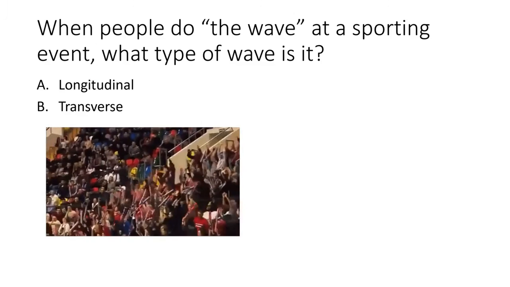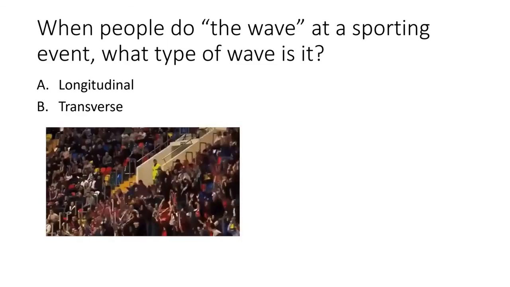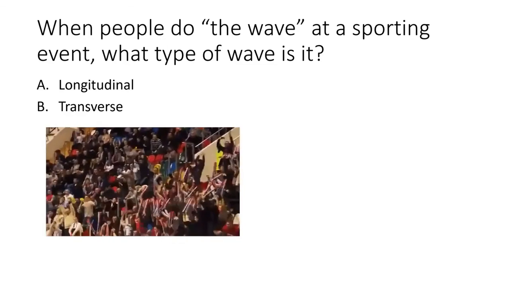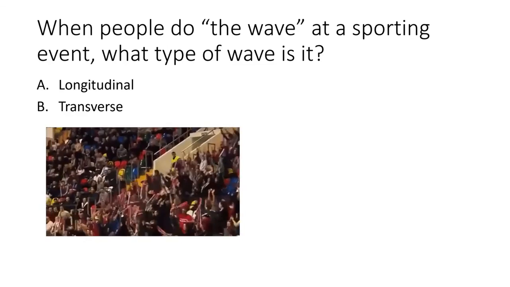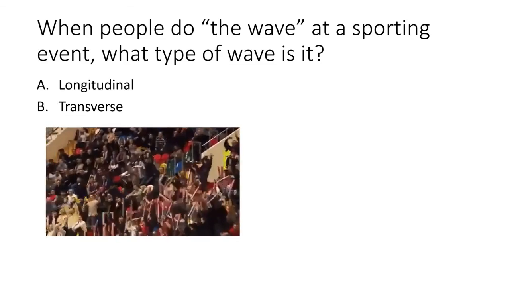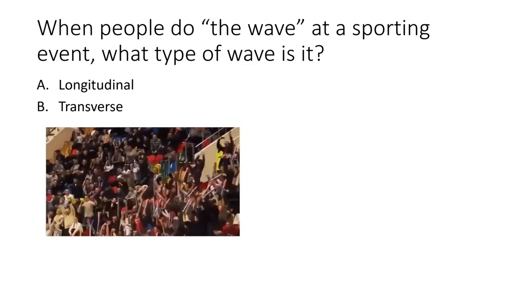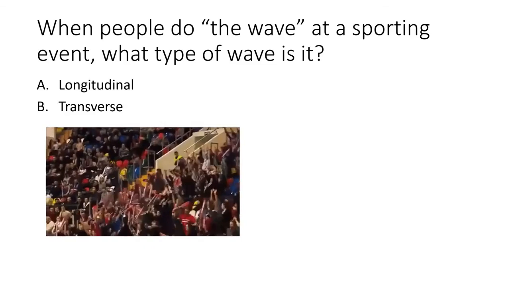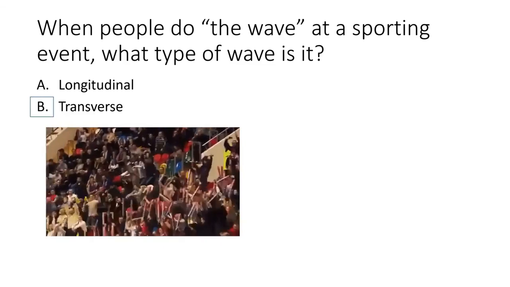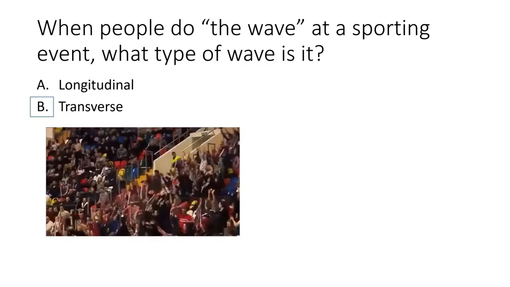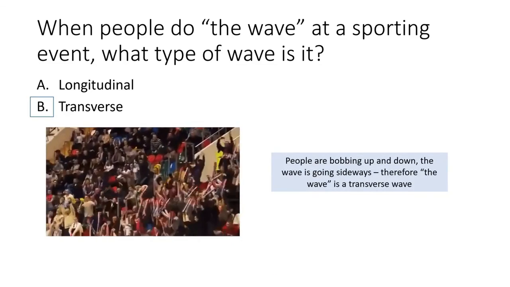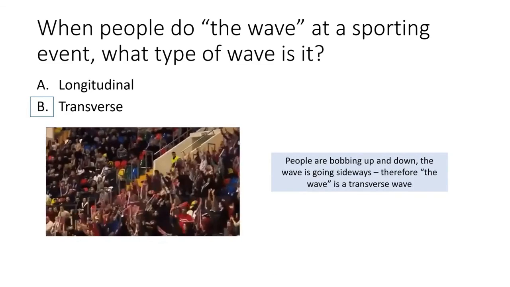Okay, so to wrap up for today, when people do the wave in a stadium at a sporting event, what type of wave is it? Okay, so when you do the wave, you bob up and down, but the wave travels side to side, right? So I would say that this is going to be a transverse wave, B here. All right, that wraps it up for today, and I will see you guys in class.